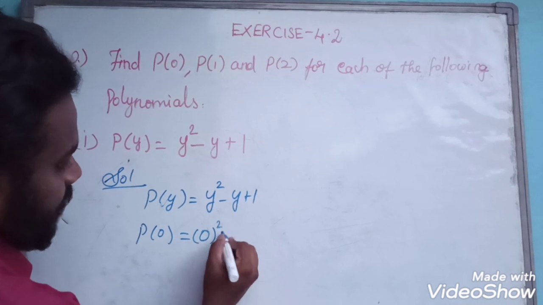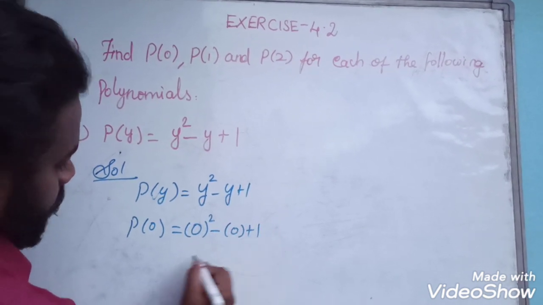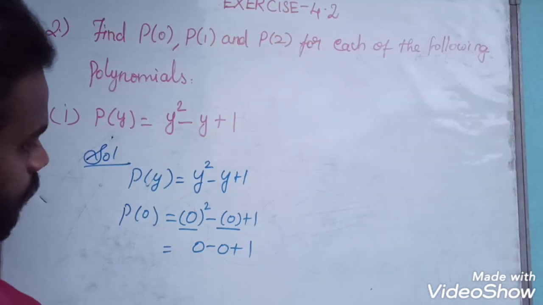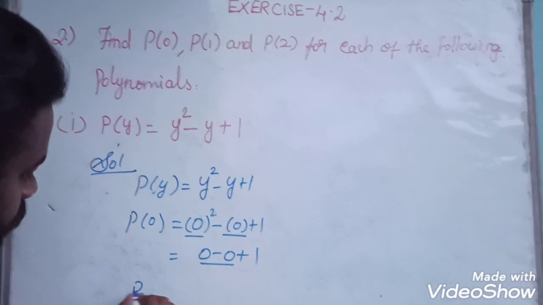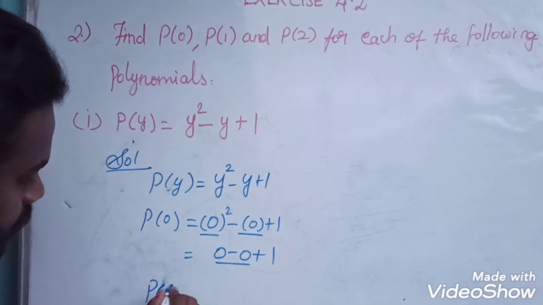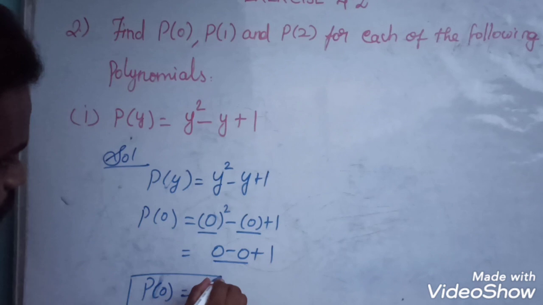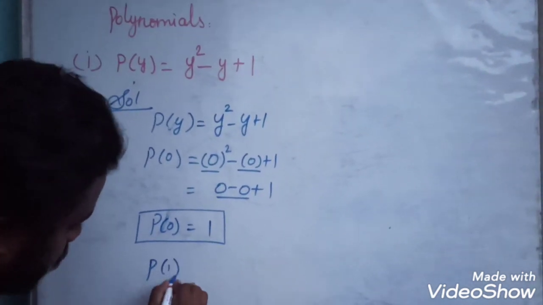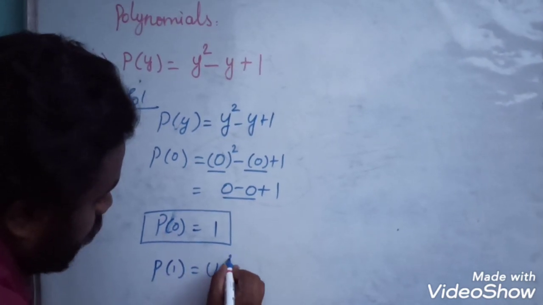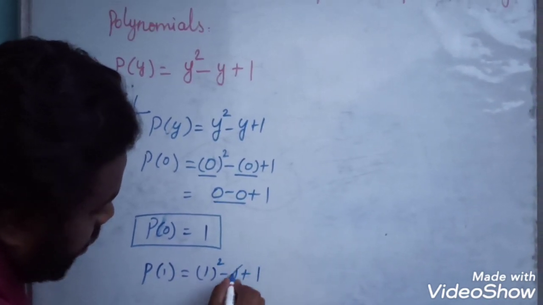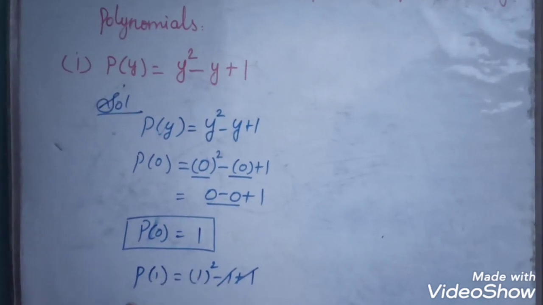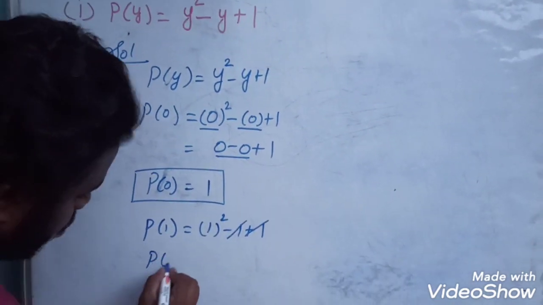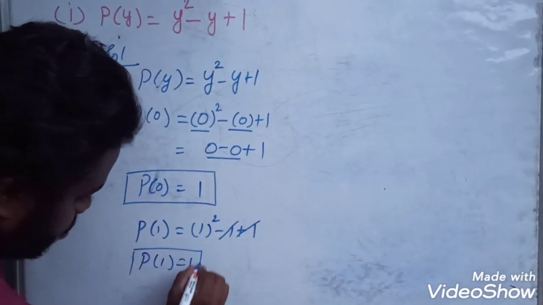So 0 whole square minus 0 plus 1. 0 square is 0 only. So directly 0 minus 0 is 0, 0 plus 1. So p of 0 you get 1. And next we move on to substitute 1 instead of y. So it gives 1 square minus 1 plus 1. Minus 1 plus 1 will get 0. So 1 square, however many times you multiply 1, you get 1 only. So p of 1 is equal to 1.